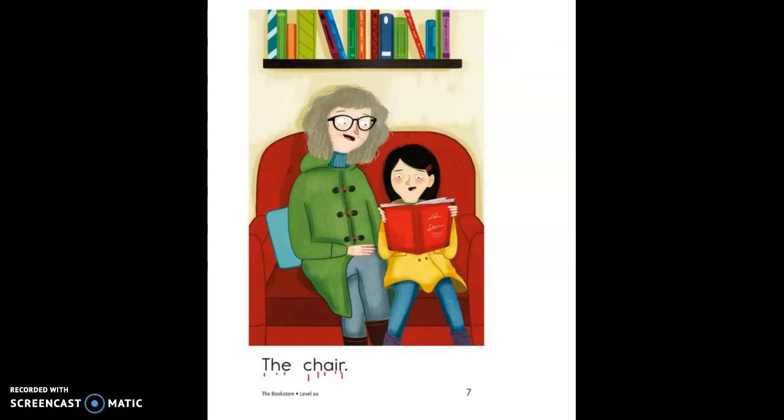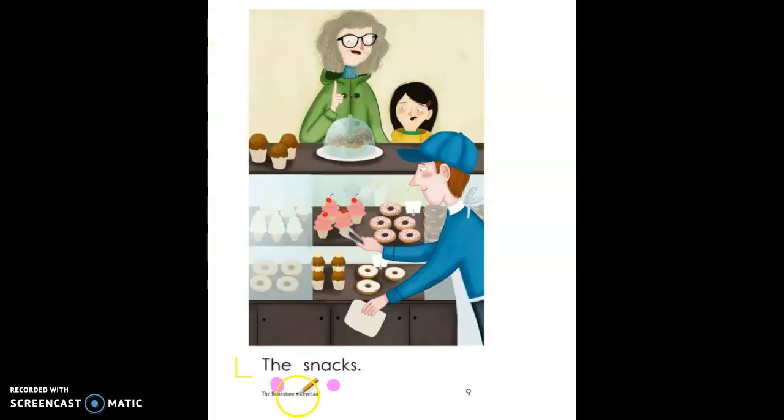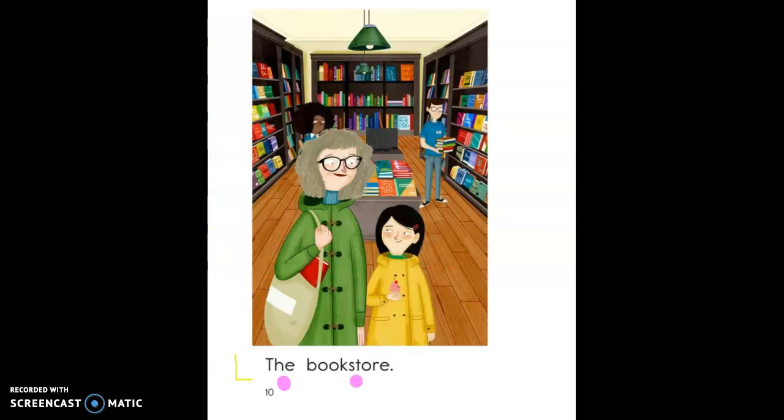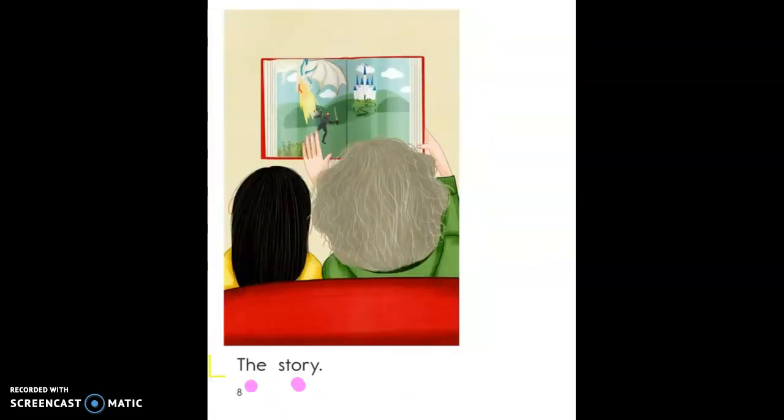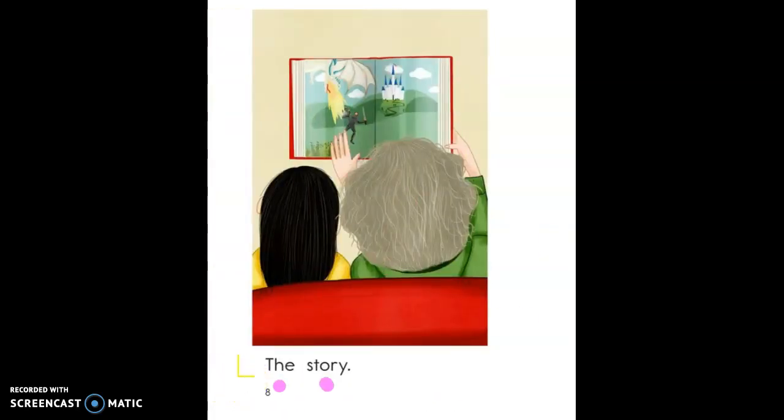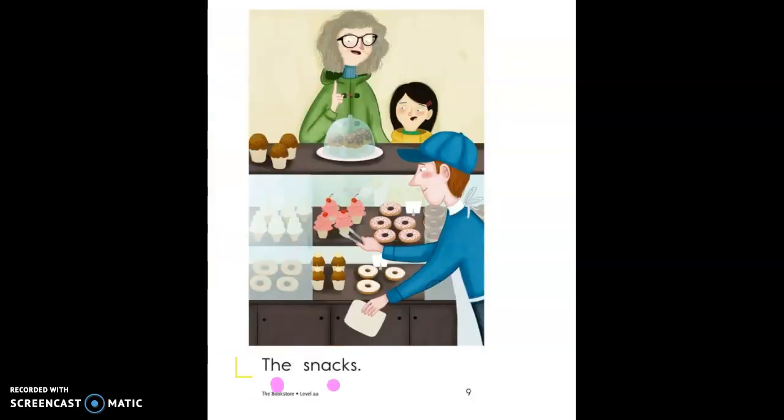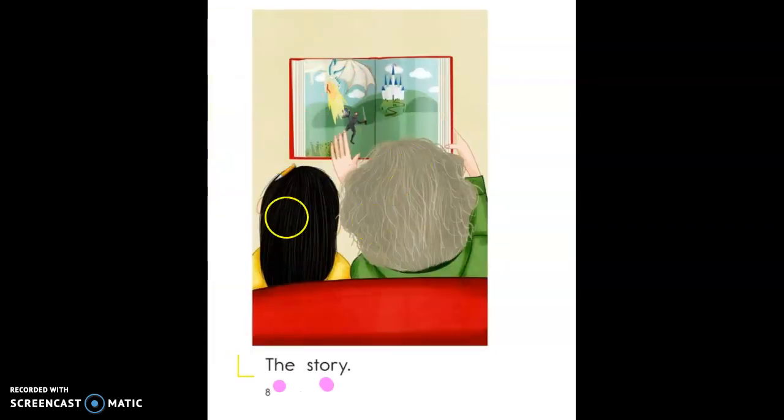Let's see. I know that we read about the snacks. I want to know what we read about before we read about the snacks. So if I want to find out what we read about before, should I turn the page this way or should I go back a page? What did we read about before we read about the snacks? Yeah, we want to turn back a page and look at this. We read about the story before we read about the snacks.